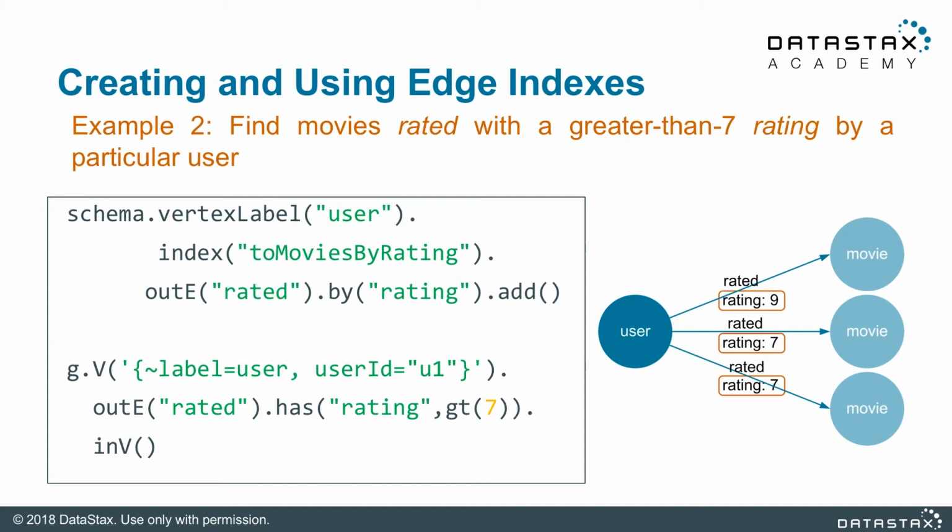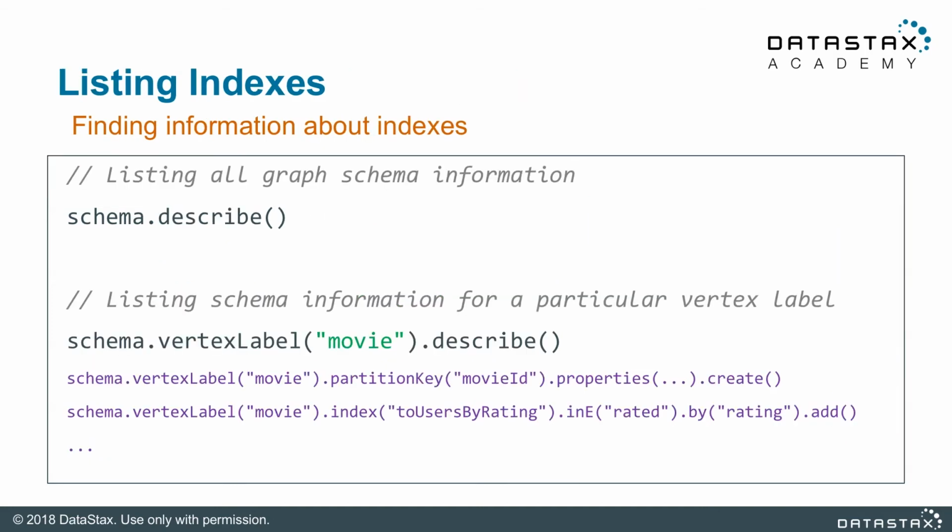First, let's take a look at how to create the schema for this index. We start with a vertex label user. We add an index and name it to movies by rating. Let's take a look at the schema creation code for edge indexes. The index is based on the user vertex, and we index the outgoing edges of type rated by its rating property.